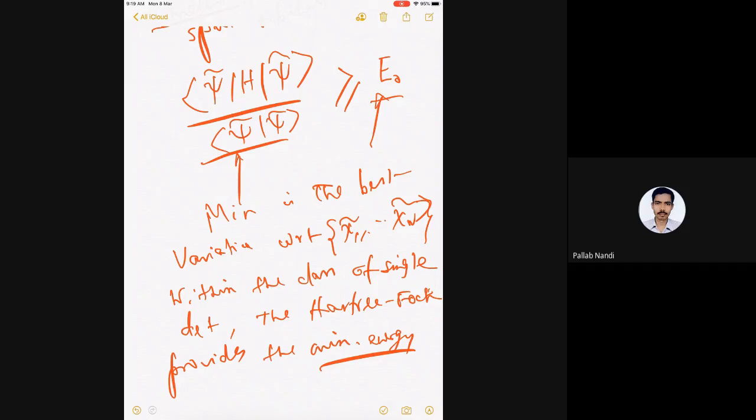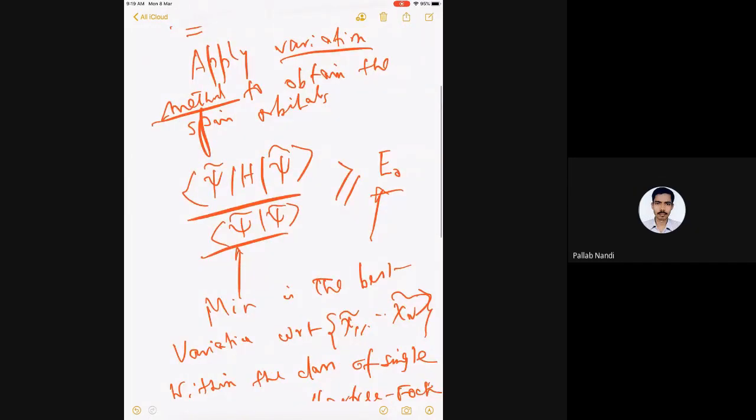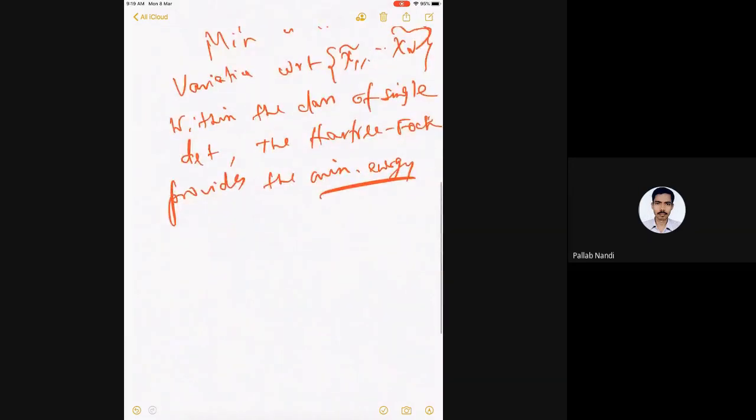Understood. Okay? So we are trying to find those n spin orbitals which will minimize this energy. After that, we go through a procedure. First, we make a constraint that these spin orbitals are orthonormal. So that's the first thing.